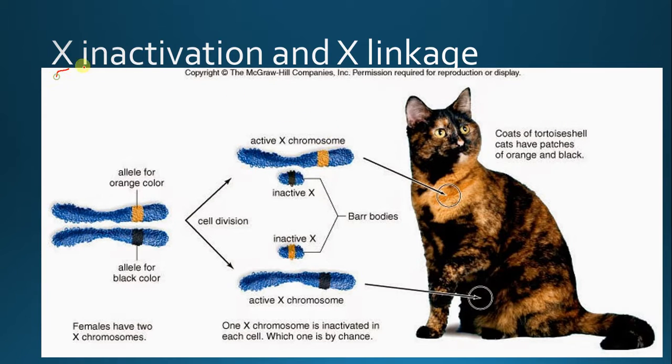Some things called X inactivation. So you might have wondered, females have 2 X chromosomes, males have only 1. How can that work? All genes make proteins. How can women have twice as many proteins as men? Well, you know what's cool? One of the X chromosomes in female cells gets deactivated. And it's called a bar body. It's an inactive X chromosome. So then both men and women have 1 active X chromosome.